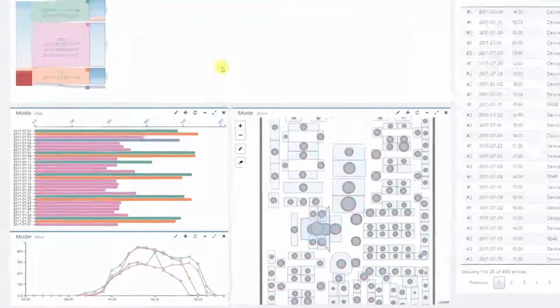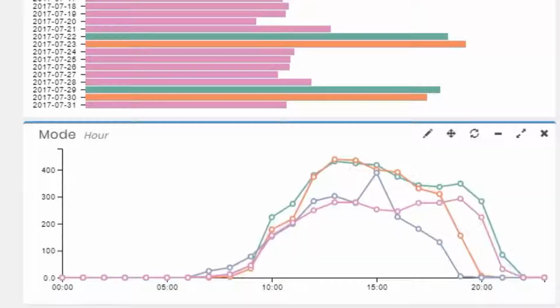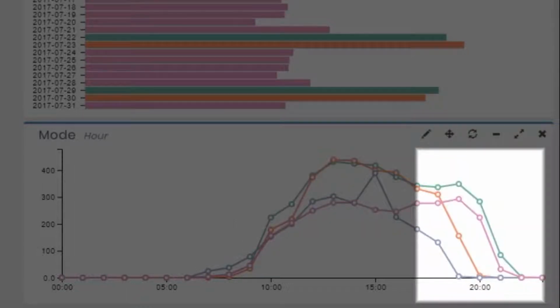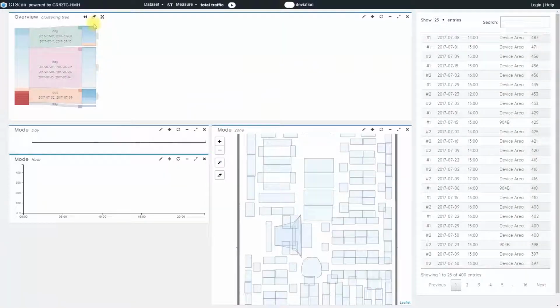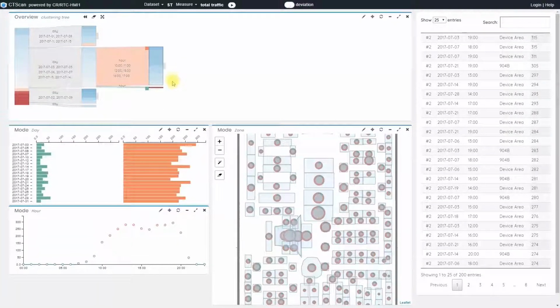Different hourly trends can be observed for different days. For example, the green is for the Saturdays and the orange is for the Sundays. In general, the Saturdays and the Sundays have the largest number of customers. However, on Sundays the customers appear to leave much earlier. The analyst is interested in the performance of different retail areas.